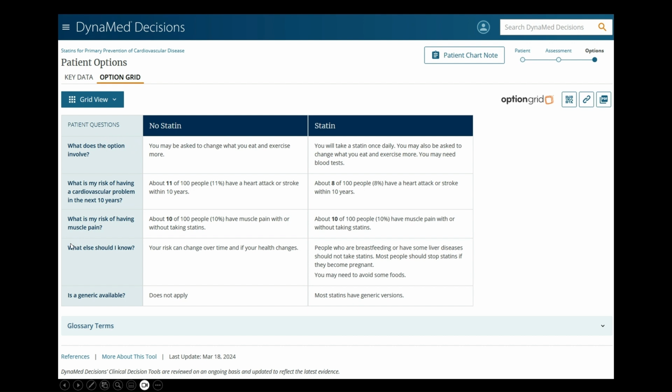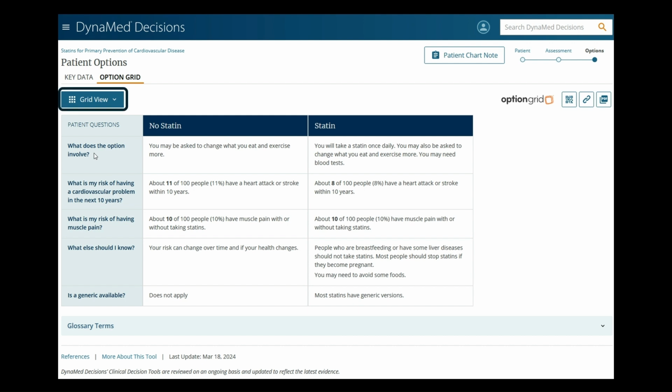In addition, you can see there's a "what else should I know" FAQ and a generic available FAQ. So again, mostly the same information. In terms of efficacy and harm information, you can expect that the information forwarded will be the same, but there may be additional information forwarded within the option grid that helps facilitate a conversation between the clinician and the patient by virtue of answering common questions that patients have about the decision at hand.